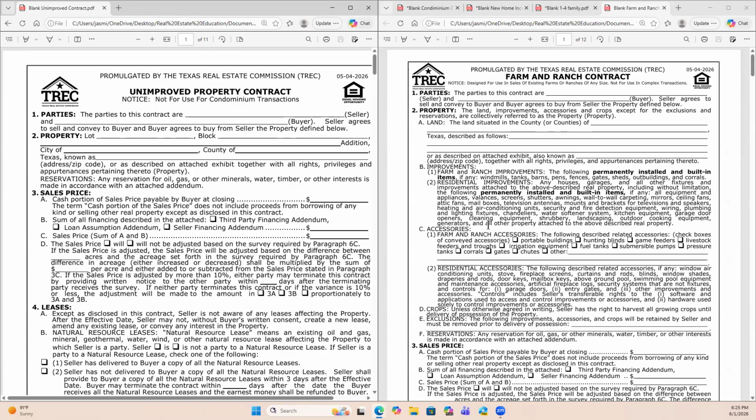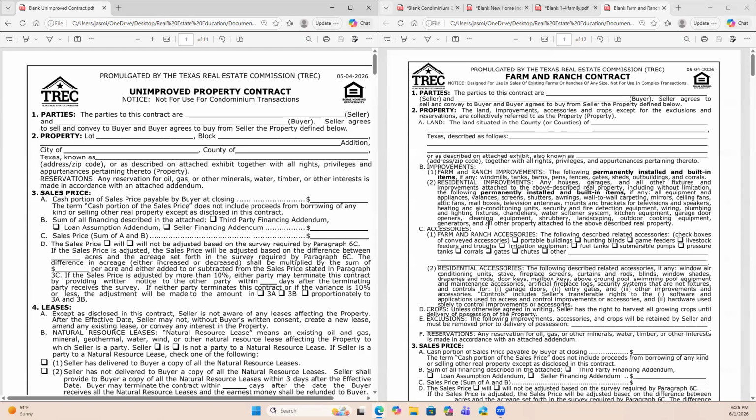All right, so the biggest difference between an unimproved property contract and the farm and ranch contract: both of them are land only, period. If there is a residence on the land, then it's not a land contract. I don't care if it's 1,000 acres. If there's a single family dwelling on that 1,000 acres, you're using the 1 to 4.